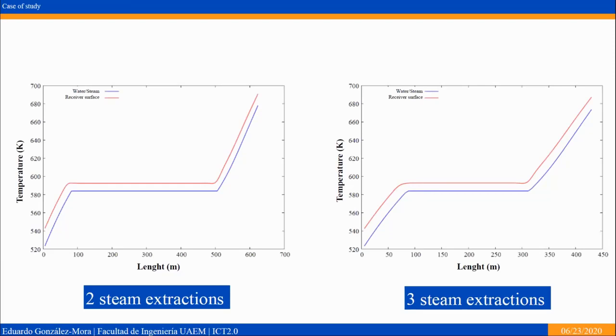Once the heat transfer model is solved, the temperature of the other side of the receiver can be plotted, and we can determine the length of the solar field. We can see in these pictures the increase in the temperature over the loop of the Fresnel reflector solar field for both cases, 2 and 3 steam extractions.